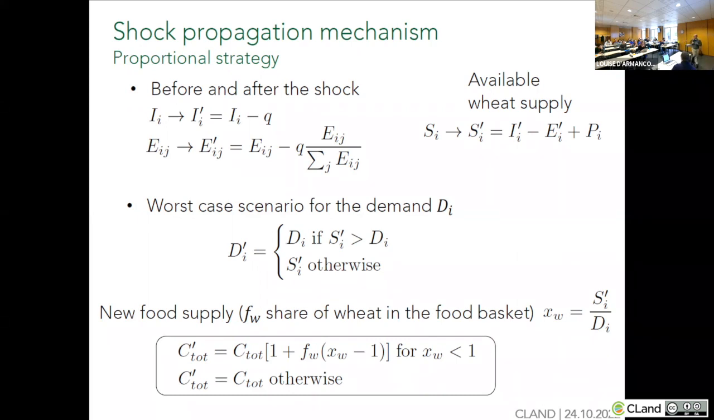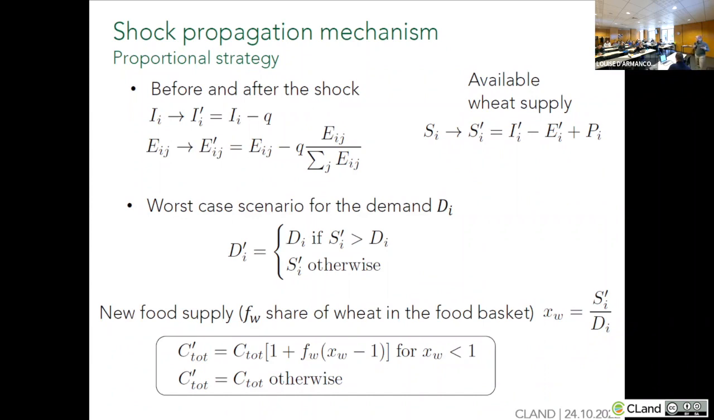So you need some food, and you have a parameter less than 1: the new supply divided by the demand. It's less than 1, so you don't have enough food. We skip the calculation, but with some minimal assumptions, the supply of food available after the shock is the previous one times a factor that is less than 1. It depends on this quantity X, which is the new supply divided by the demand.